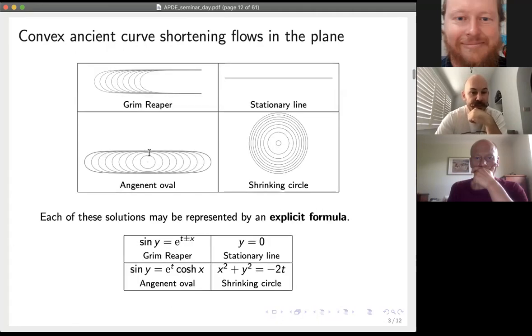Each of these examples is given by an explicit formula, which is quite nice. So you can see the formula here. One of them, which will come up later, is this formula for the Angenent oval. So the Angenent oval is exactly the set of, at each time t, the corresponding curve is a set of points x and y satisfying this equation, set of coordinates. So that makes this problem a bit easier, I guess. If you know exactly what these candidate solutions look like, it's easier to classify.